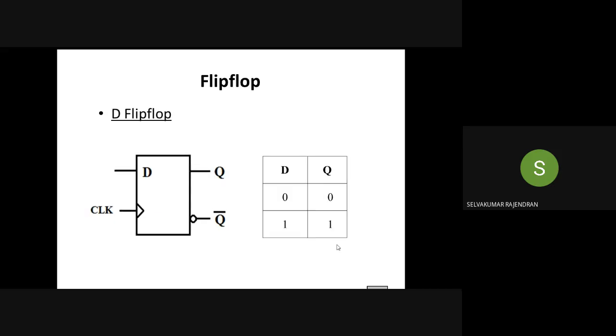Then D flip flop. D flip flop has a single input along with the clock signal, then two outputs Q and Q bar. So output Q follows input D. Whatever may be the input applied, that will be available on the output line Q when clock is enabled. That is the main condition.